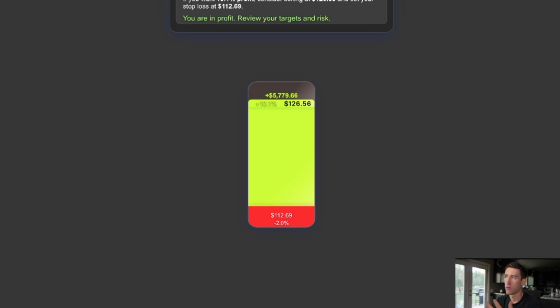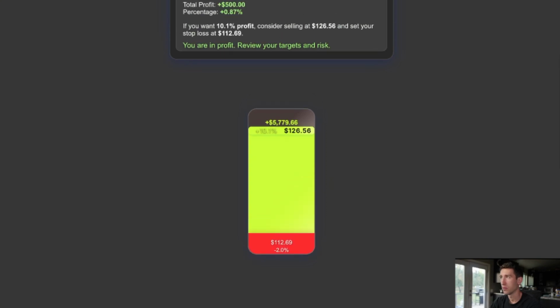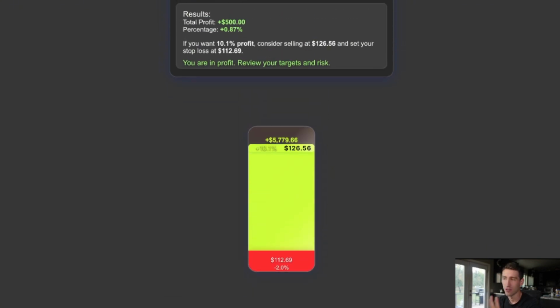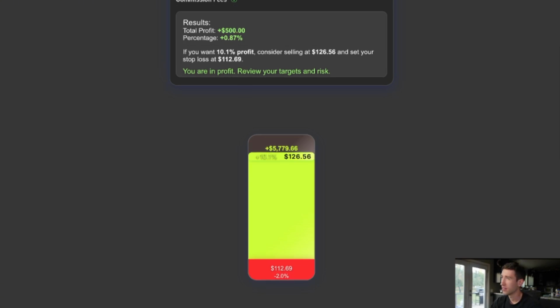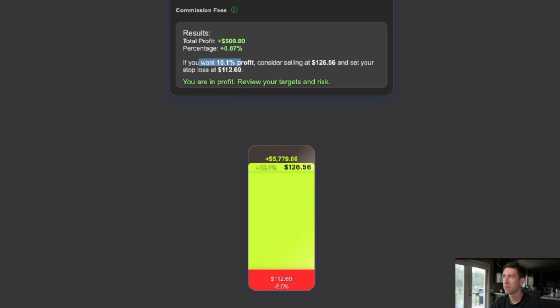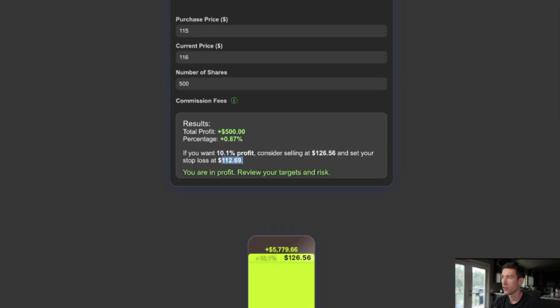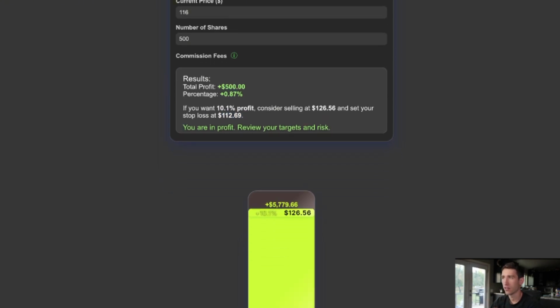Given that we are going for 10% margin for profit, this is all based on how I invest. If I'm going for 10%, I'm cutting losses at 2%. If I'm going for 20%, then I'm cutting losses at 4%. And the risk increases as the potential margin for profit goes up proportionally. And you can see here, it says, if you want that 10.1% profit, consider selling at, and it tells me that take profit and set a stop loss at $112.